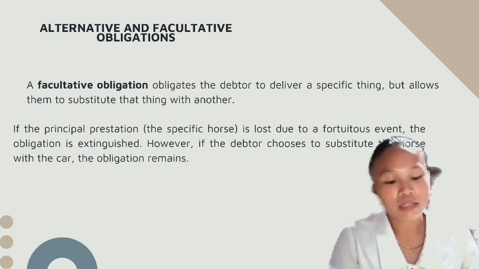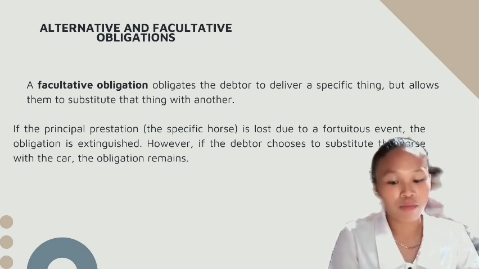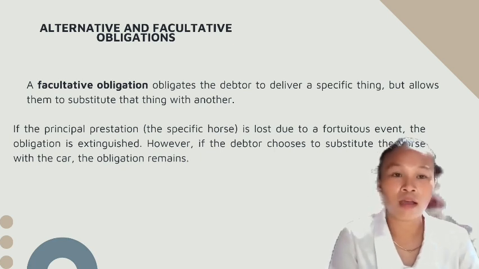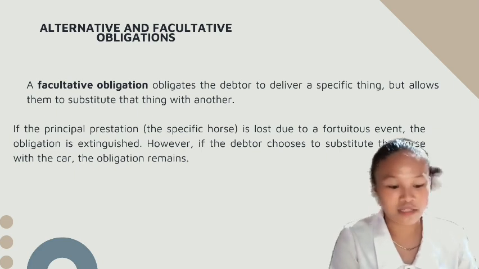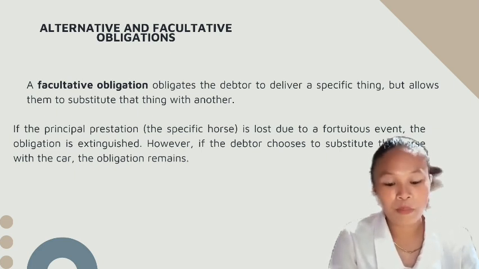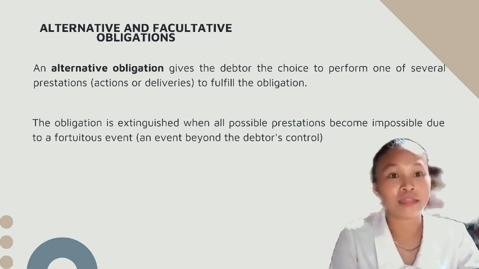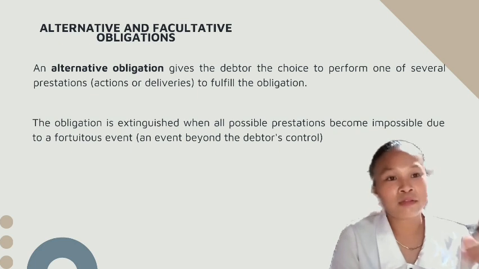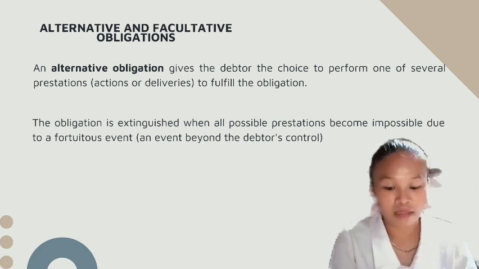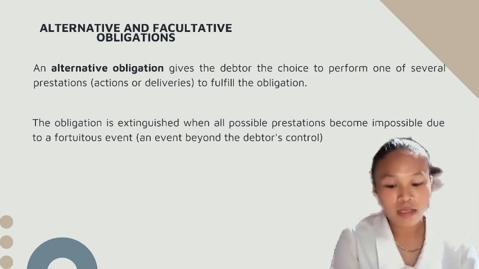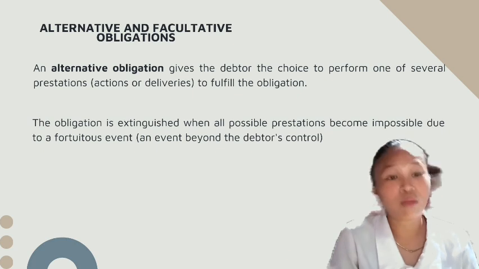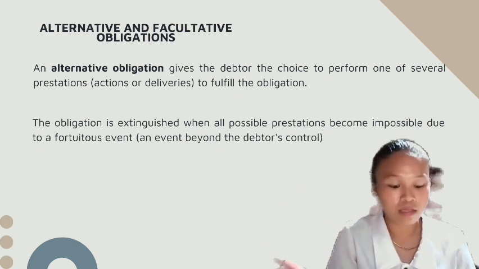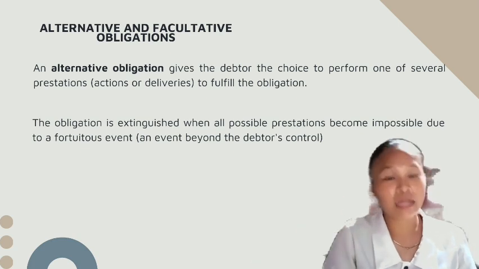In alternative obligations, the debtor is bound to perform one of several prestations. It's either actions or deliveries, but fulfilling any one of them discharges the entire obligation. There are three types of practical application for alternative obligation. First, supply contracts. Second, service contracts. Lastly, debt obligations. So, what are supply contracts? Supply contracts are about a supplier who may have the option to provide alternative products if the originally agreed upon product is not available.